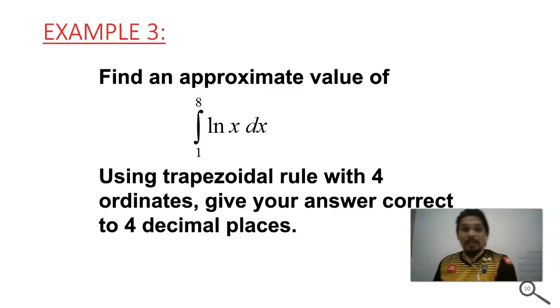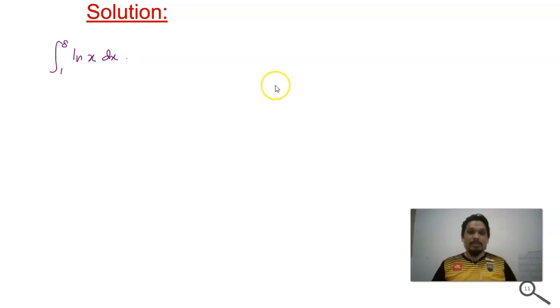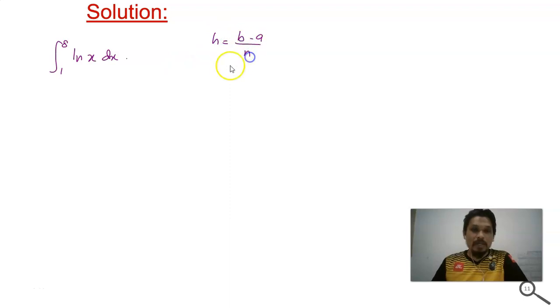Okay, now, so integral from 1 until 8 of natural log of x dx. Okay, so now from here h equal to b minus a divided by n, where b equal to 8 minus a equal to 1, and divided by, according to the question, trapezoidal rule with 4 ordinates. With 4 ordinates, okay, let's say this is a box. So ordinate 1, 2, oh no, sorry.